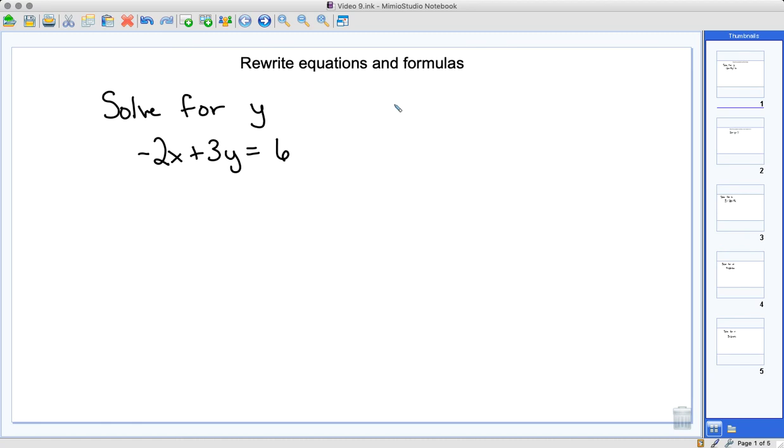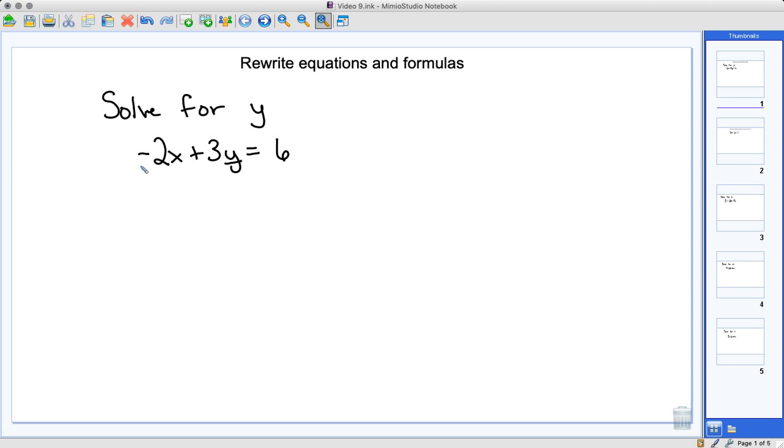Last lesson for this chapter. Okay, we're going to rewrite equations and formulas. So what we're going to do is take equations and formulas that have lots of different variables in them, and choose one variable to solve for. For example, this one says solve for y. So we are going to solve for y, get y by itself.